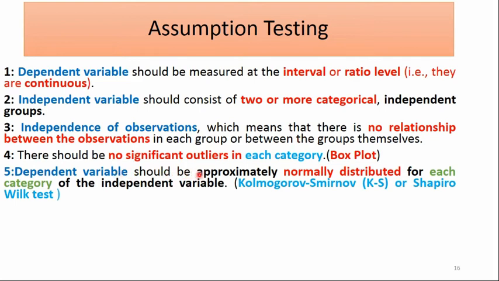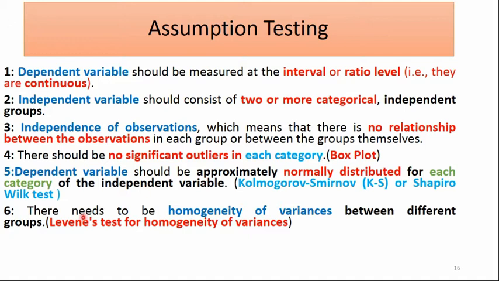The dependent variable should be approximately normally distributed for each category. Friends, keep it noted down. When we check the outliers, we also have to check the normality, for each group, each category separately. To check the normality, here we will use the Shapiro-Wilk test or the Kolmogorov-Smirnov test. It depends on the size of the sample. If the sample size is less than 50, we can use Shapiro-Wilk. If it is more than 50, you can use the other test.